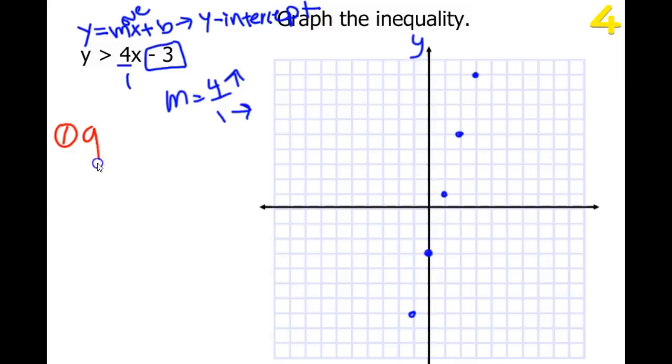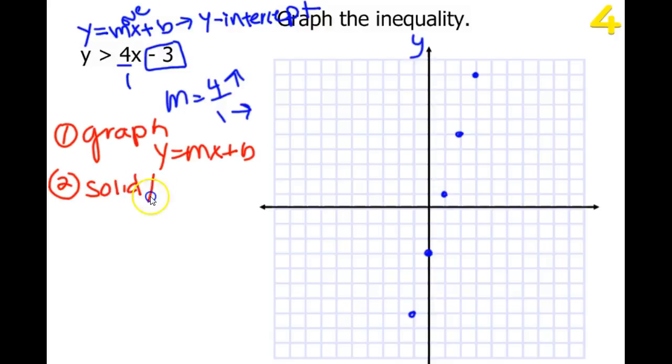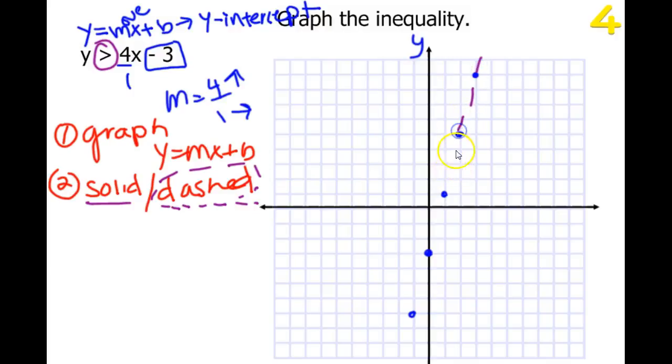So step 1 was graph in the form y equals mx plus b. Then we need to decide what type of line. Is it solid or dashed? Well, it's only a solid line if you have the equal to. It's dashed if we have just less than or greater than. And this one's just less than or greater than, so we have a dashed line. So we're going to make, this isn't very straight, but do your best to create a straight line that's dashed. You can use a ruler or the edge of your piece of paper.